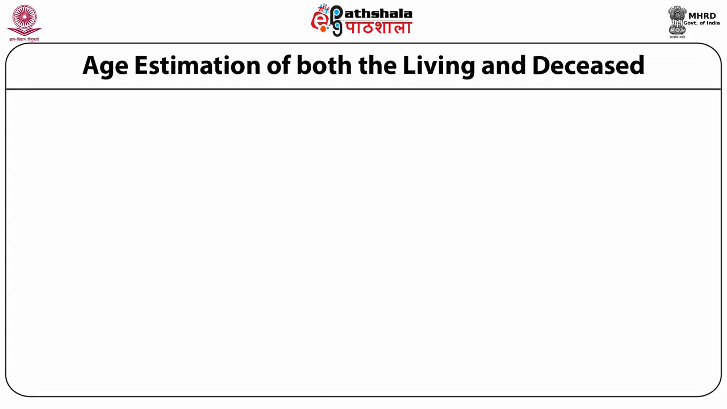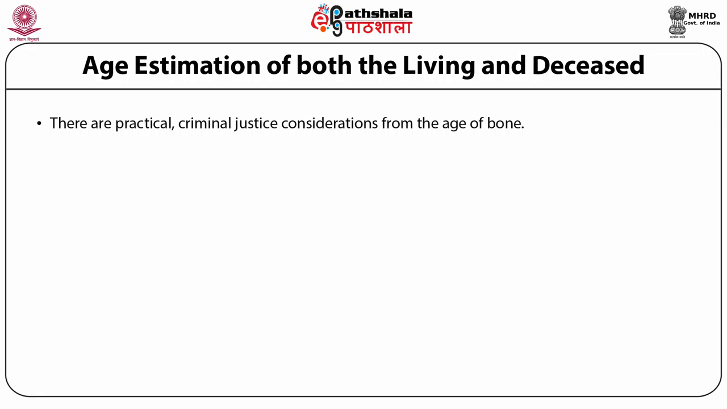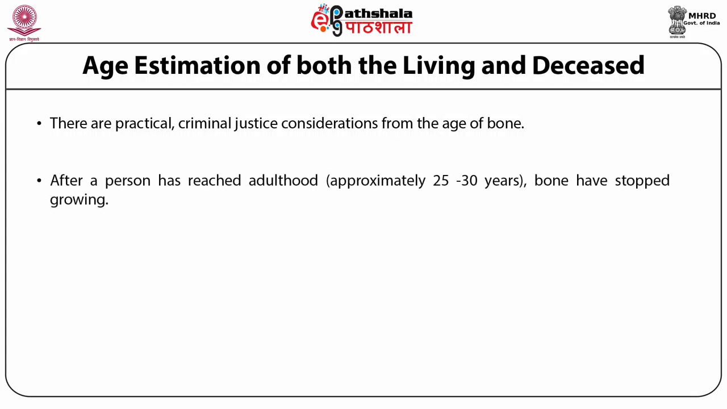Human skull. Clues as to age of skeletal remains may make an estimation of age possible. There are practical criminal justice considerations from the age of bone. The estimation of age at death is an essential part in the reconstruction of population demographics and the individual analysis of human remains. After a person has reached adulthood, approximately 20 to 30 years, bones stop growing.